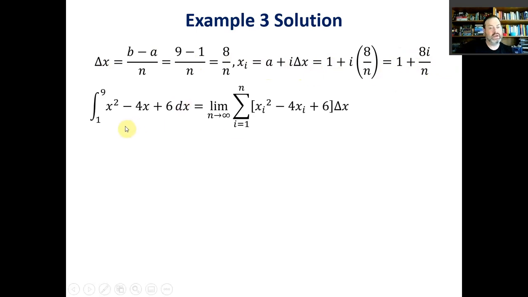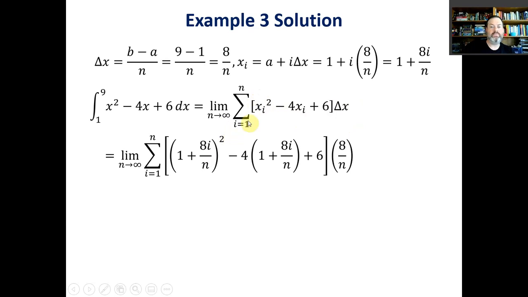Now we plug everything in. So we're just converting this straight to a Riemann sum. All I did is replace the function with its xi version. Now I'm going to convert delta x, and I'm plugging in the xi's. So this is just the generic setup, right? This is just f of xi, and this is just delta x.